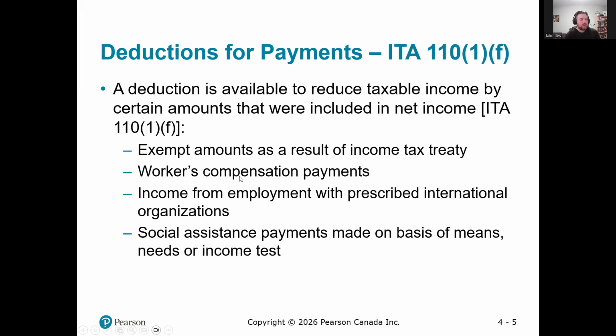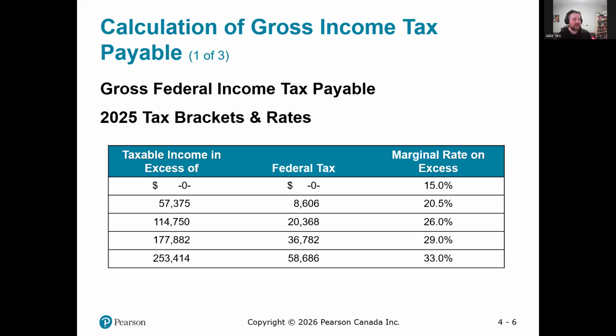If I'm receiving workers' compensation payments from WSIB or some other sort of employment insurance, I will report the income in my return, but I'll likely get to deduct those payments from my taxable income, so I won't pay taxes on it. So deduction of payments is listing out these situations where I still need to report the income, but I get to subtract it before we get to that taxable income stage.